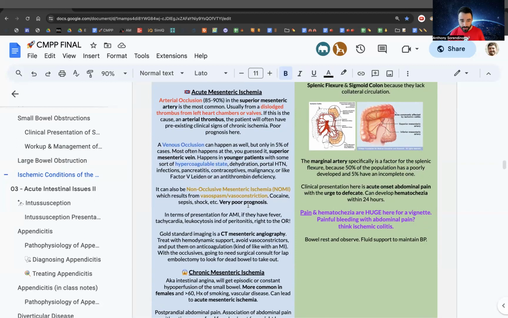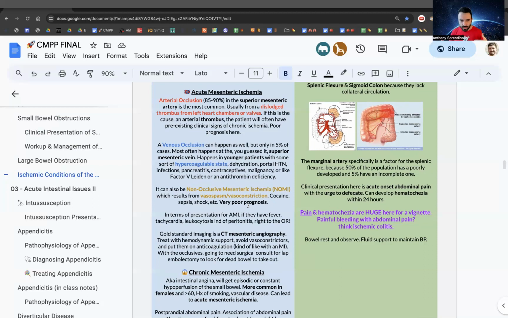You can have a venous occlusion. Only happens in 5%. It's going to be the corresponding vein, so it's going to be the SMV. You're going to see this more in younger patients in some sort of hypercoagulable state. So like portal hypertension, pancreatitis, contraceptives, I think is a big one. Cancer, of course, and then some type of coagulopathy with a factor 5 or an antithrombin deficiency.